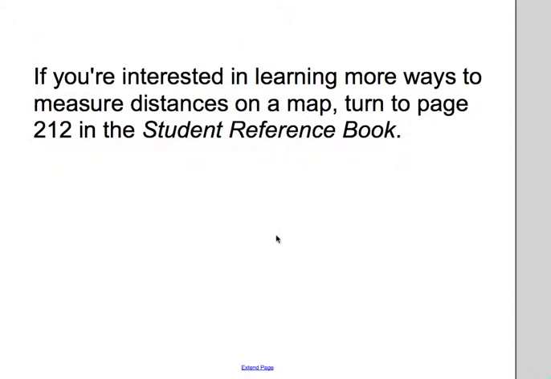If you're interested in learning more ways to measure distances on a map, turn to page 212 in the student reference book. It shows you some other creative ways that you can figure out map distances. When you do your journal exploration work, I would like you to use a ruler if it's at all possible.